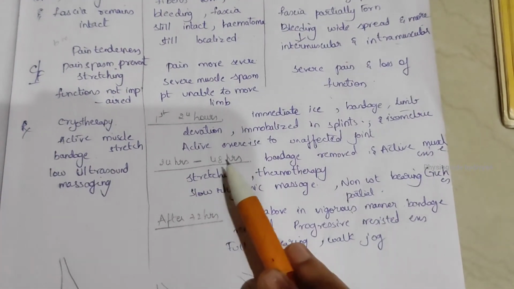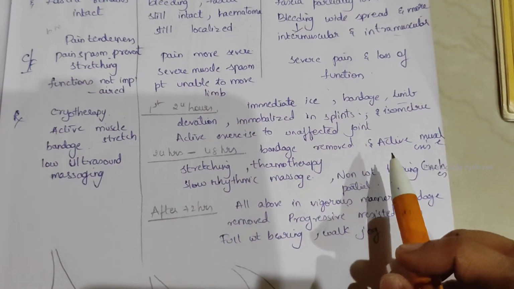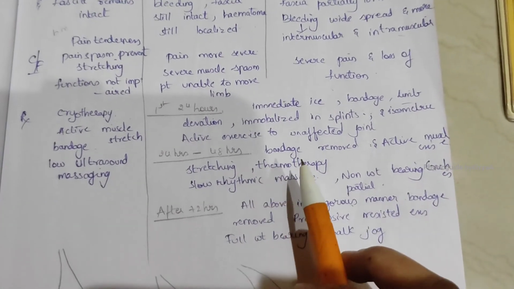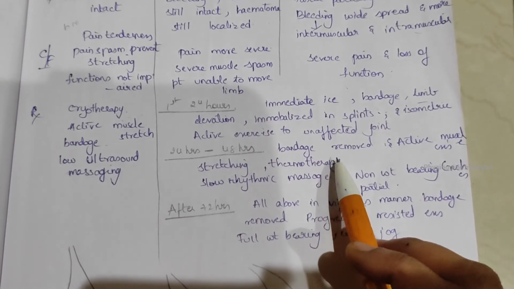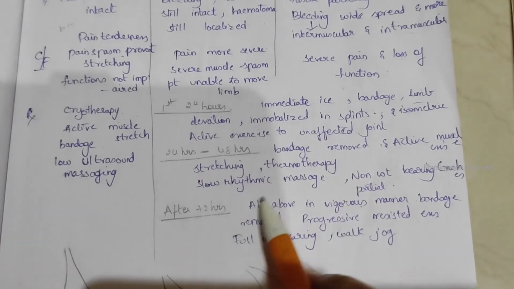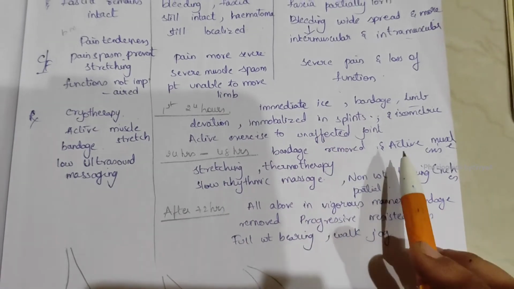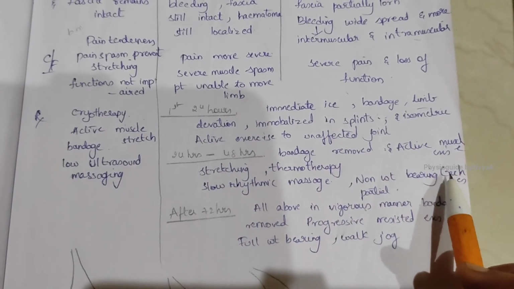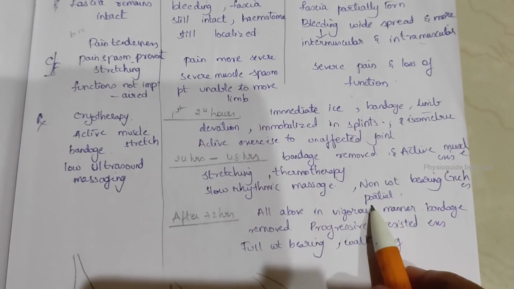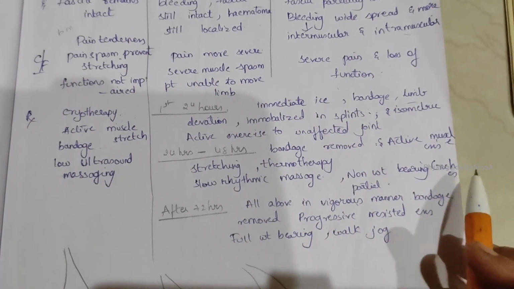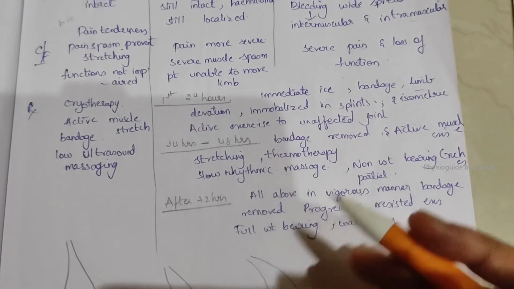Next, during 24 to 48 hours, the bandage is removed and active muscle exercises begin. Stretching within the limb, and thermotherapy like ultrasound, shortwave diathermy, and TENS help to relieve pain. Slow rhythmic massage helps to relieve muscle spasm, and non-weight bearing with crutches is slowly started. After non-weight bearing, partial weight bearing can be permitted. After 72 hours, all the above exercises are to be given vigorously.